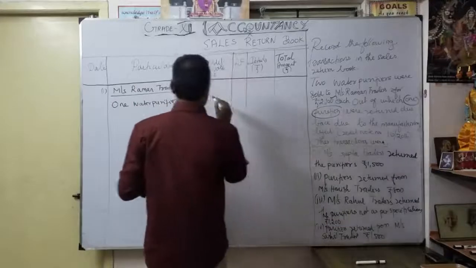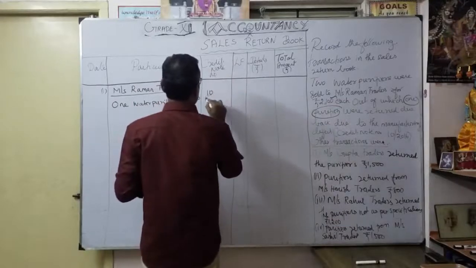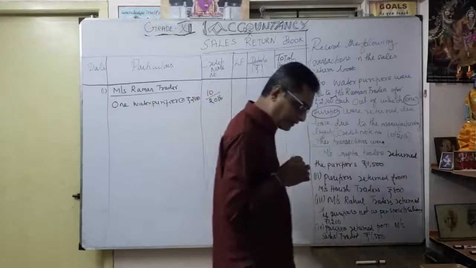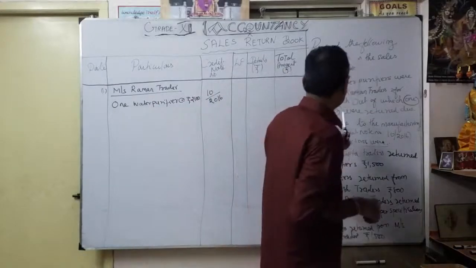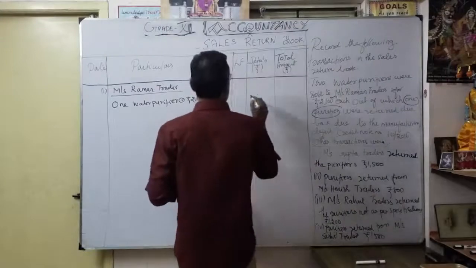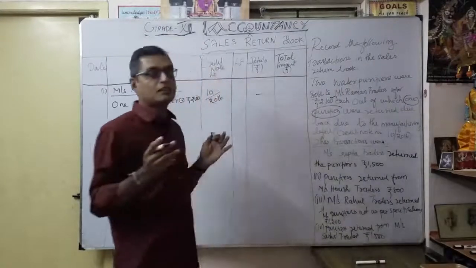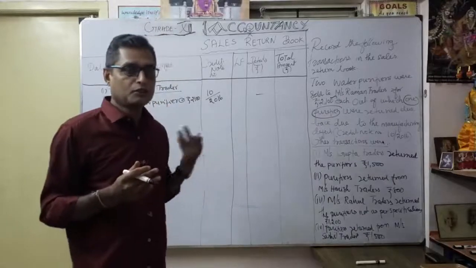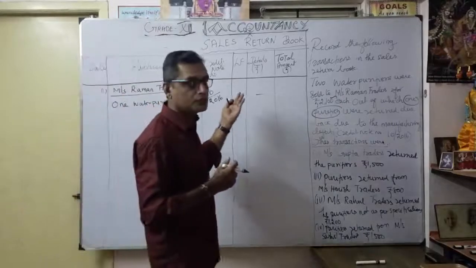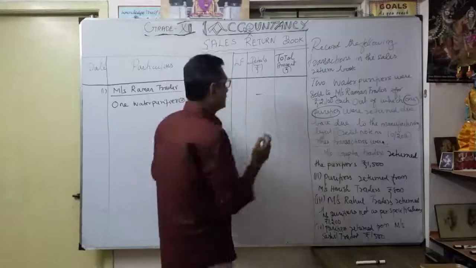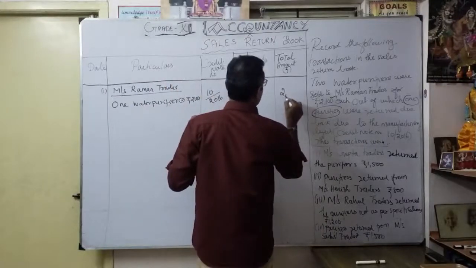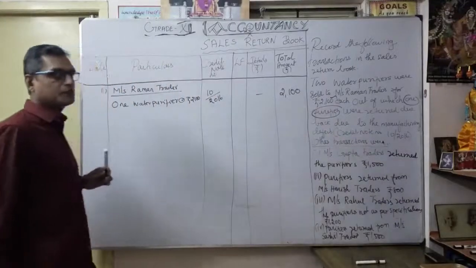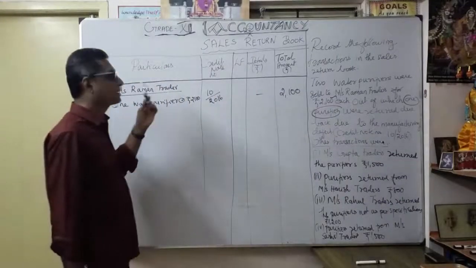Before that, we write the credit note number, 10 bar 2016. That's why the number is very, very important. Then how much value? Only one. Here details is nil because we are not going to deduct any discount. Since no discount is allowed, there is no need to show the details column. We can write it directly, 2,100. So the first one returned one water purifier from Raman Traders.